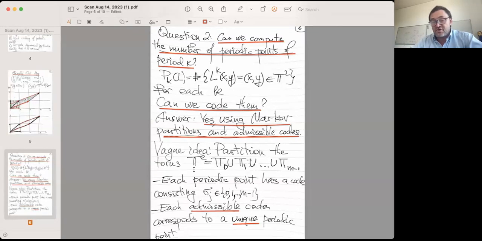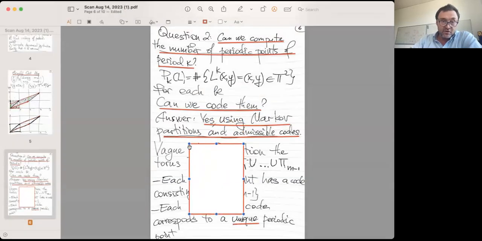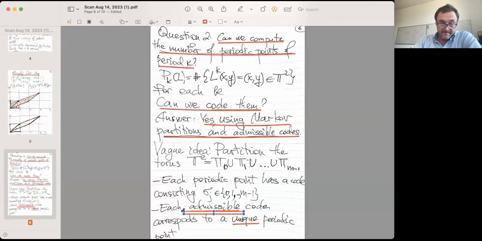So my goal is to show you how I will cut my torus into parts. And then the statement will be very similar to the statement which you saw before. For every code, there is a periodic orbit, and for every periodic orbit, there is a code. The distinction is here: it turns out that not all codes are possible. And I will try to explain what an admissible code means.